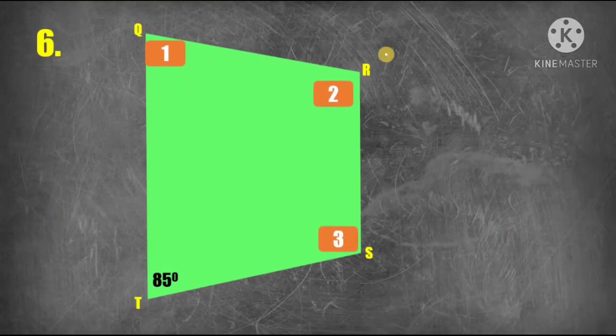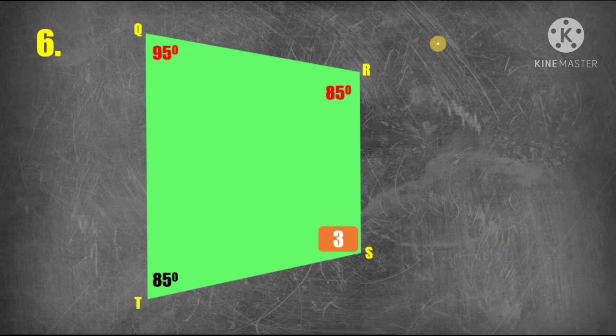Next, let's move on to number 6. Here we have number 1. The answer for number 1 is 180 minus 85, which is equal to 95 degrees. Next, number 2 is 85 degrees, and our number 3 is 95 degrees also.